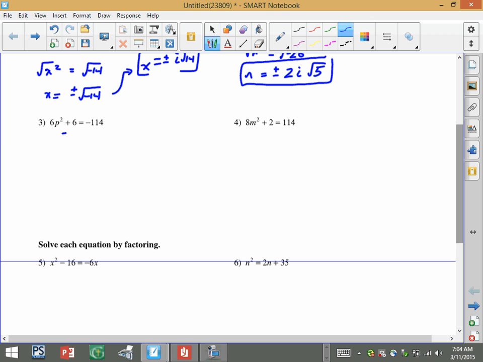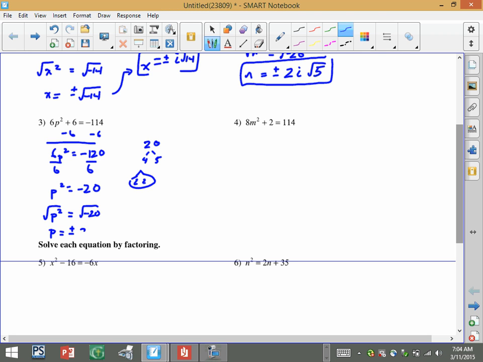Number three, first thing I'm going to do is subtract 6. So I end up with 6p squared equals -120. Now divide both sides by 6. So 120 divided by 6, we end up with p squared equals -20. And now I take the square root of both sides, we end up with p equals the square root of -20, and actually we just saw this. Again, as a reminder, 20 is 4 times 5, so I can pull out the 2, you still have that negative, so you get the i, and you end up with 5 as well.